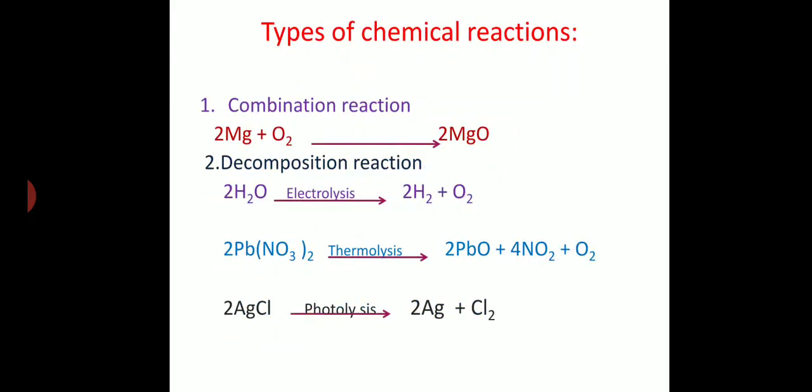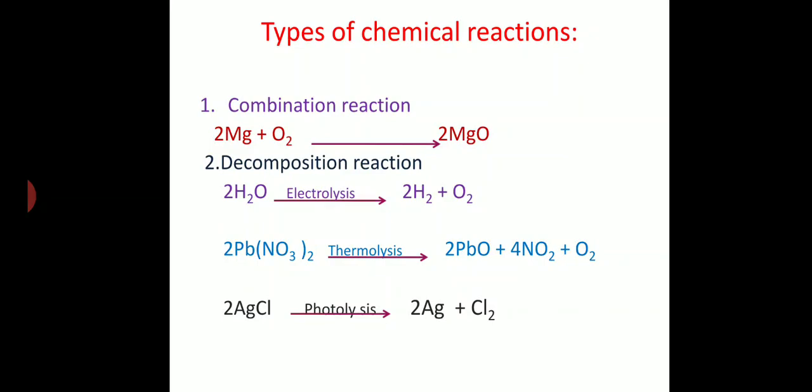Then in this chapter we have also learned types of chemical reactions. Okay, combination reaction: two or more reactants combine to form a single product, right? Example, magnesium ribbon burns in oxygen to form magnesium oxide, right? Then decomposition reaction, it is just the opposite of combination reaction. Here a single reactant breaks down to form two or more products.